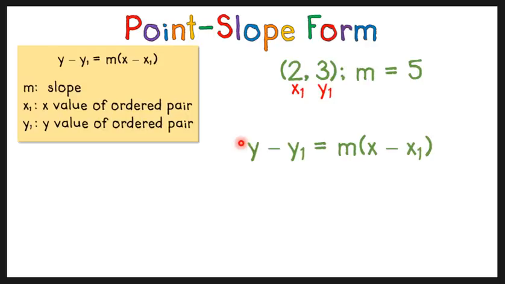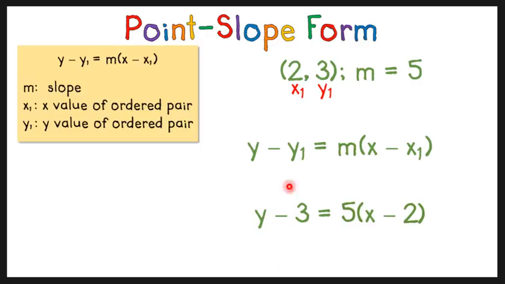So given the formula, we can then substitute the information that we have into the formula. The y sub 1 is 3, so we're going to replace y sub 1 with 3. We are going to replace our m with the value of 5 and our x sub 1 as 2. So we can now write the formula y minus 3 equals 5 and in parentheses x minus 2.